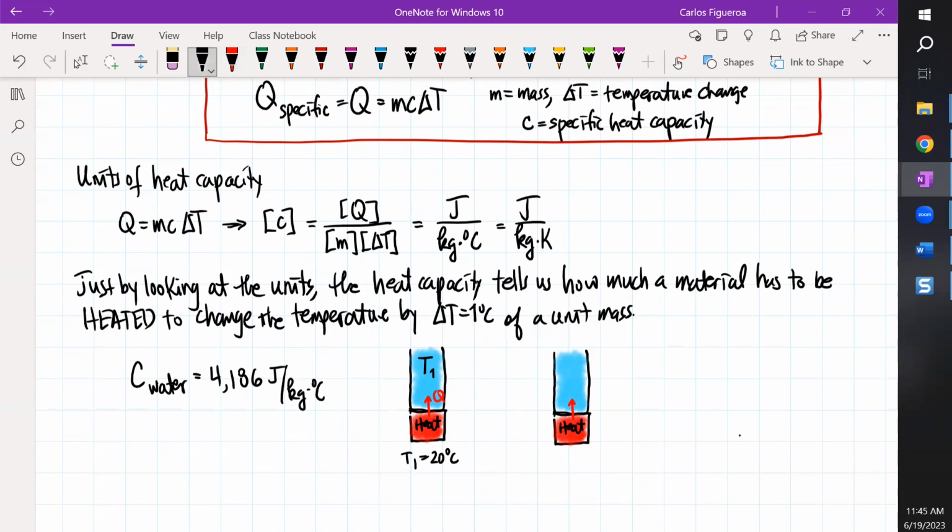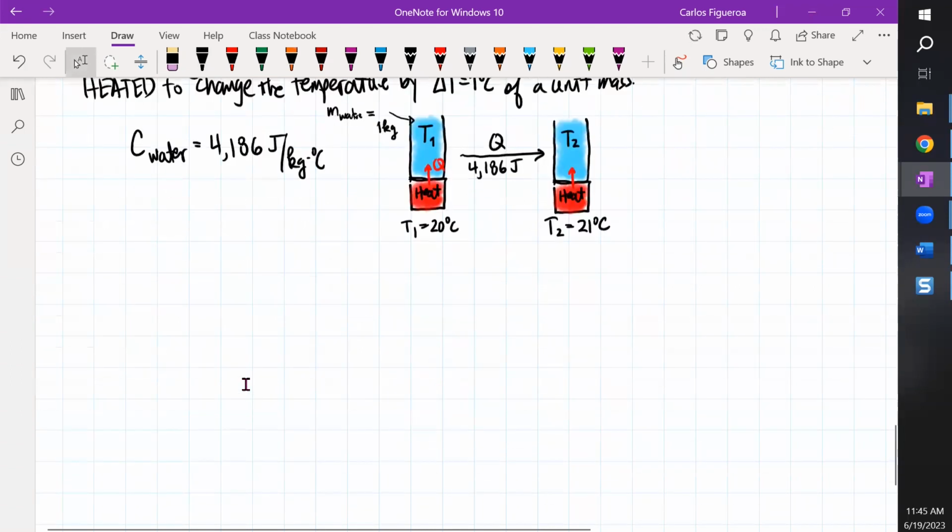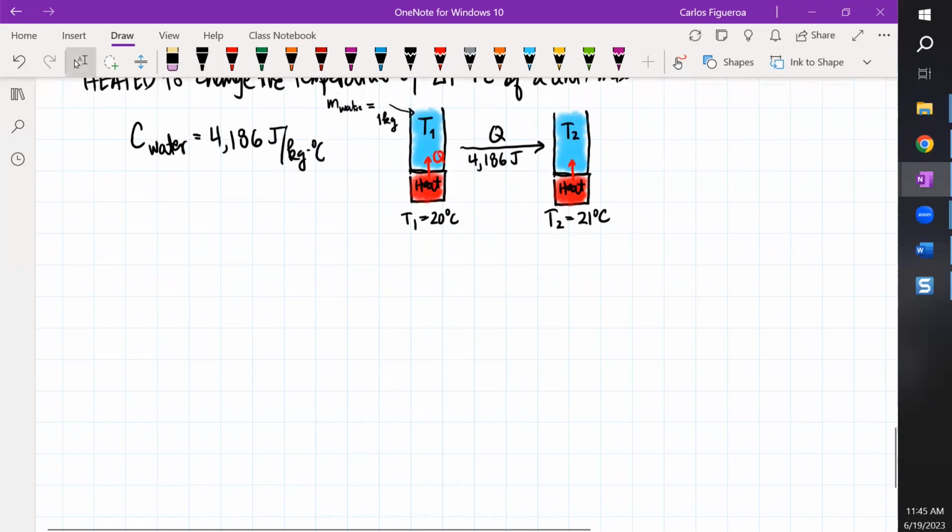Now, what I'm going to do here is transfer how much heat. So if I transfer 4,186 joules of heat transfer, this thing raises its temperature to temperature 2. By the way, one thing that I neglected to say here is that the mass of the water is 1 kilogram. So then what happens here is that the temperature has changed by 1 degree Celsius. That's what that thing is telling me. So now we start the process of interpreting heat capacity. So let's do that.